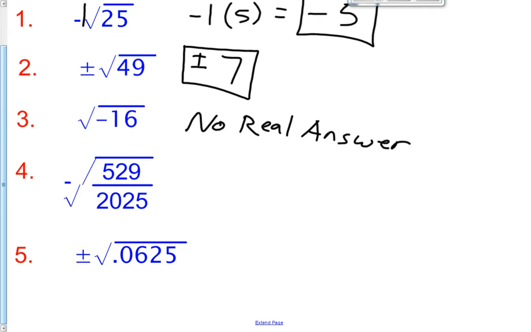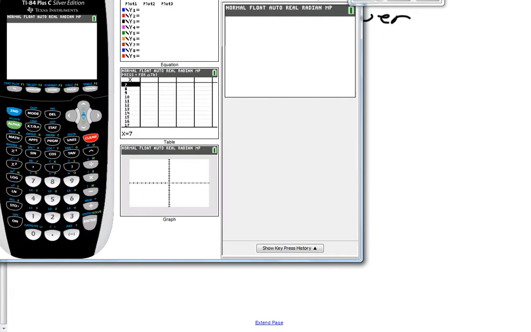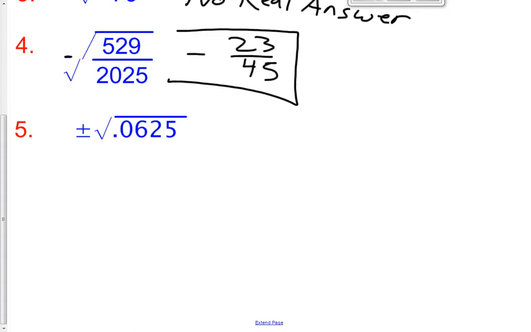For number 4, you're going to take the numerator and the denominator individually and take the square root. So the square root of 529, if you ever need to find out in your calculator, it's second x squared. That gets you the square root button. So it's the square root of 529. That is the number 23. And then it's also the square root of 2025. So once again, second x squared, 2025. So our answer is 23 over 45, and once again there's a negative 1 on the outside, so it's a negative 23/45.